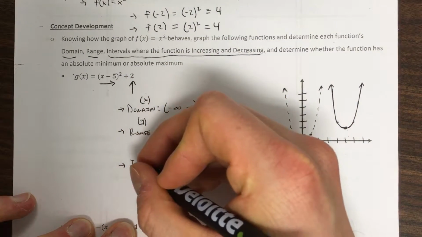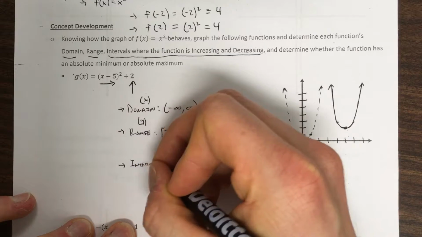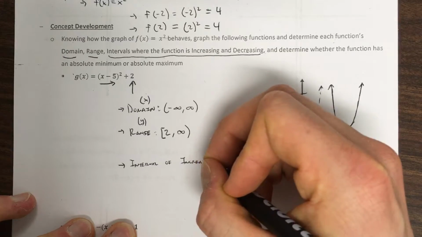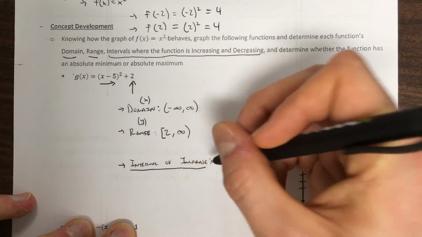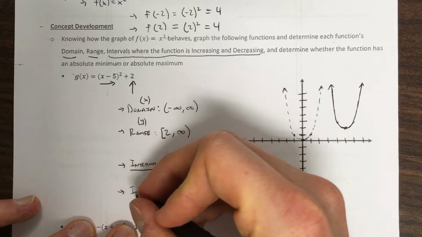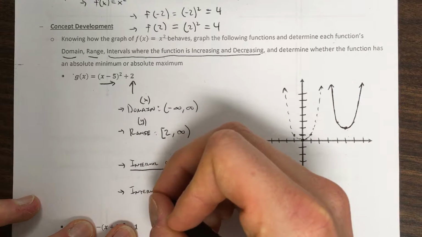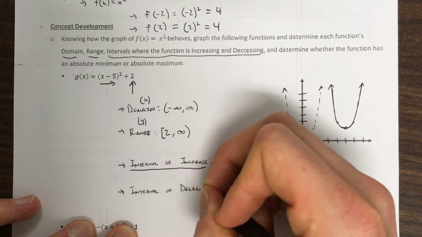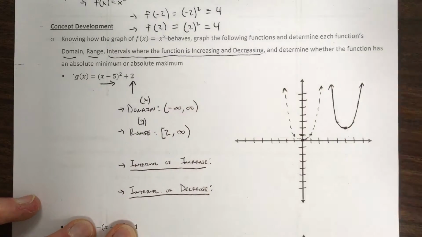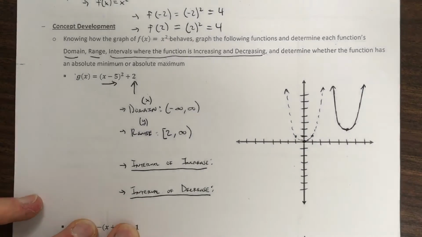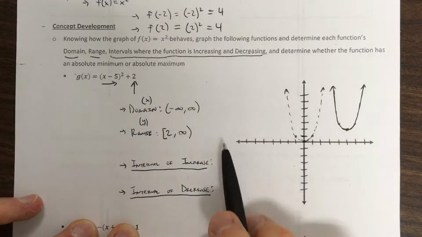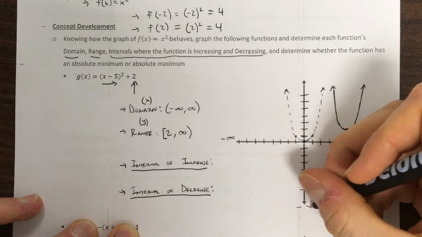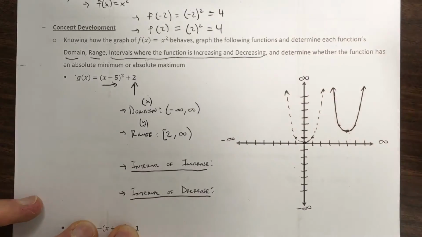Now I'm going to write interval of increase, underline, boom, boom, interval of decrease. All right, and what I think might be helpful here is on the x-axis, if I go forever in the left direction, this is negative infinity, so it might be good to put this out here, positive. It might be helpful on the y-axis as well, negative infinity, positive infinity.